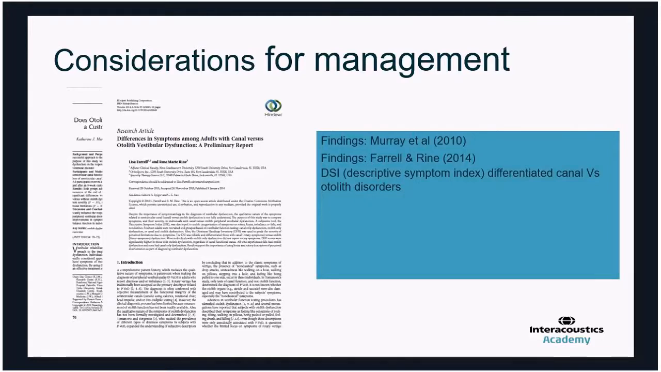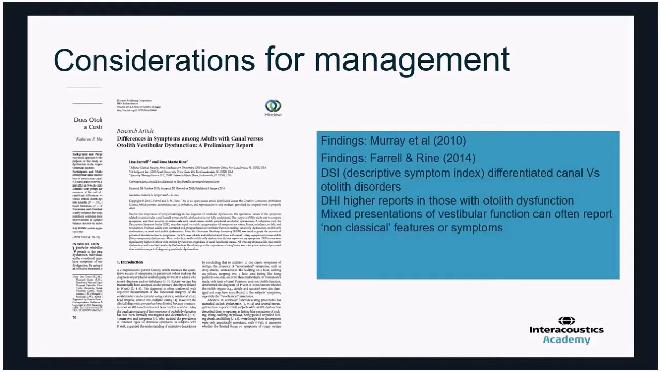So in actual fact, whilst Murray looked at the outcome from VR, current vestibular rehabilitation, what Farrell and Ryan have done was look at the symptoms that the patients reported, and they clearly were able, just on the questionnaires alone, to differentiate between a canal and an otolith disorder just from the symptom severity. And also they looked at the Dizziness Handicap Inventory, so these questionnaires give us some very valuable insights into the functional changes, and those had high reports with patients with otolith dysfunction.